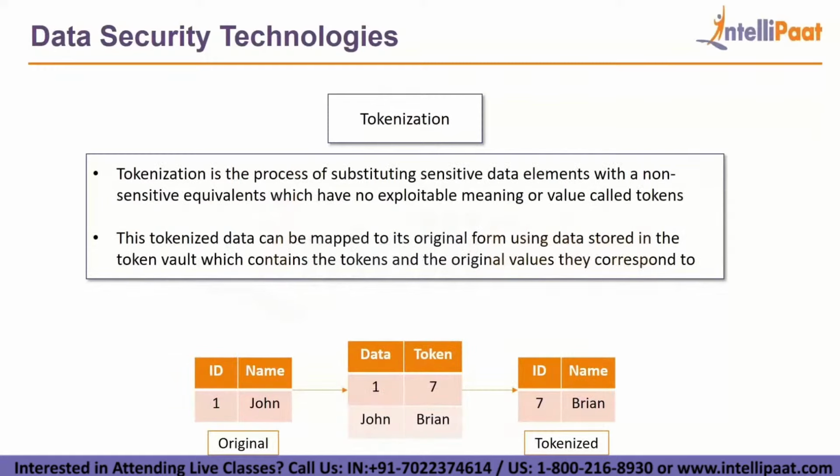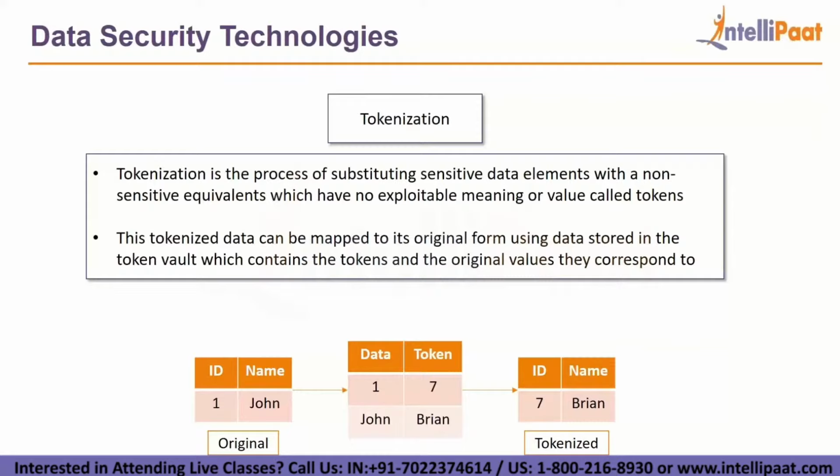Then comes tokenization. Now, tokenization is one of the easiest things to implement, and it is very easy to use as well. It is the process of substituting sensitive data elements with a non-sensitive equivalent, which has no exploitable meaning or value, called a token. Essentially, what happens is that this tokenized data can be mapped back to its original form, or the original data stored inside a token vault, which contains the tokens and the original values they correspond to.